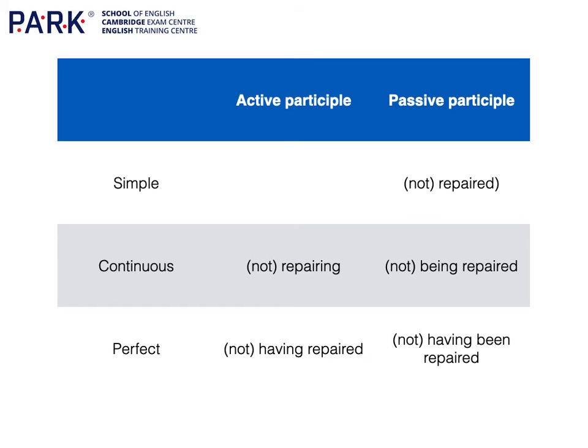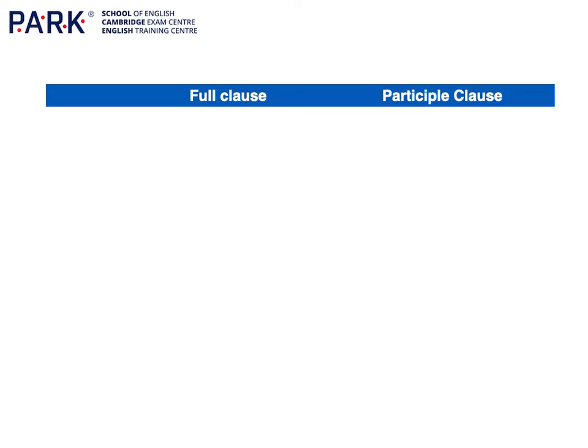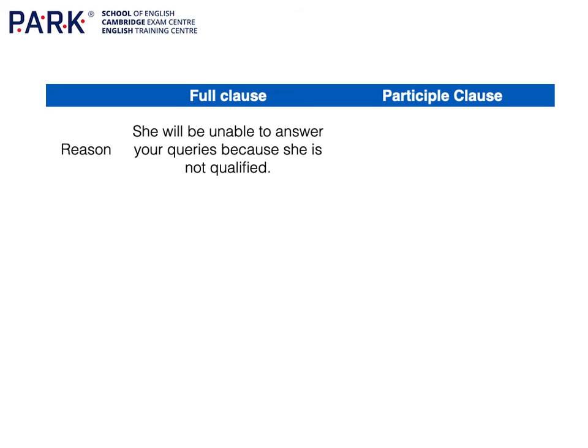Now, what is the function of a participle clause? You can use it, for example, to give a reason. Here is a full sentence. She will be unable to answer your queries because she's not qualified. You can reduce that by saying, not being qualified, she will be unable to answer your queries. So it gives you a reason.